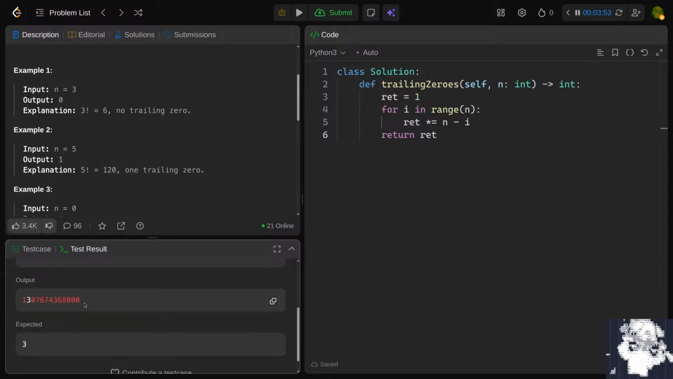And then I guess the trick after that would just be how many times can you divide this by 10 with no remainder? But I guess I still don't see how to do that without doing the multiplication.